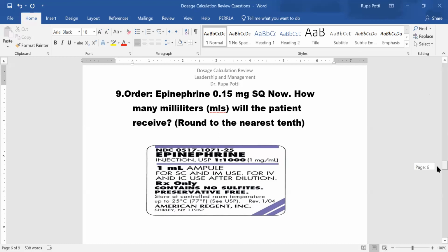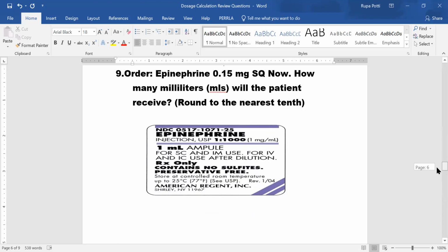So in this particular problem, as you see, you'll be giving epinephrine 0.5 milligrams sub-Q now. And how many ml will the patient receive? When you see an order like how many ml will the patient receive, basically that says how many ml per dose will you be giving to the patient. So just watch out for that verbatim. However it is asked, all the question is asking is how many ml will you draw up or how many milligrams will you administer per dose to the patient.